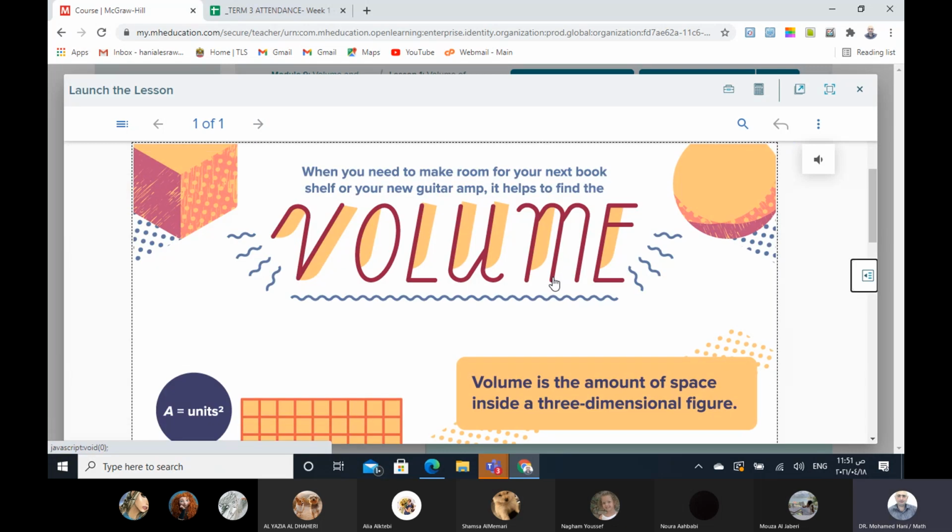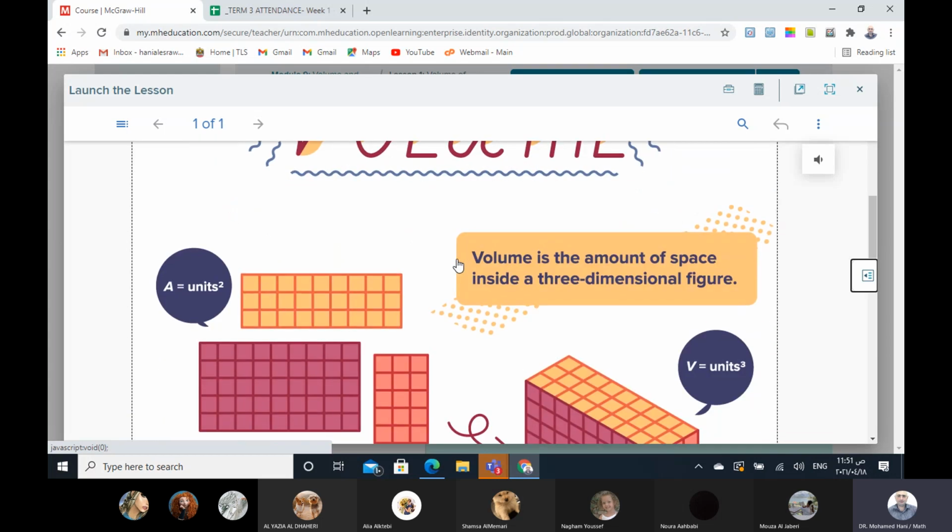What's the meaning of the volume? When you need to make room for your next bookshelf or your new guitar, it helps to find the volume. Volume is the amount of space inside a three-dimensional figure.